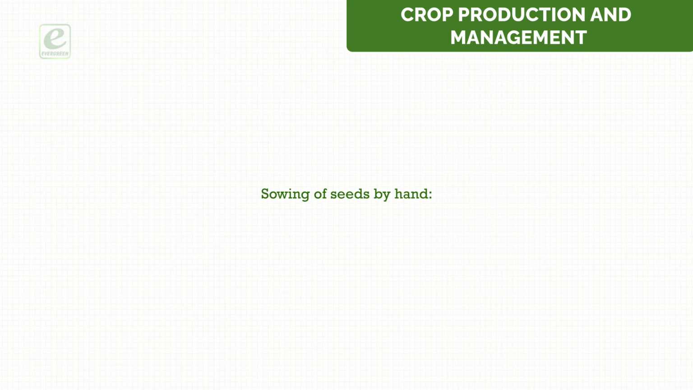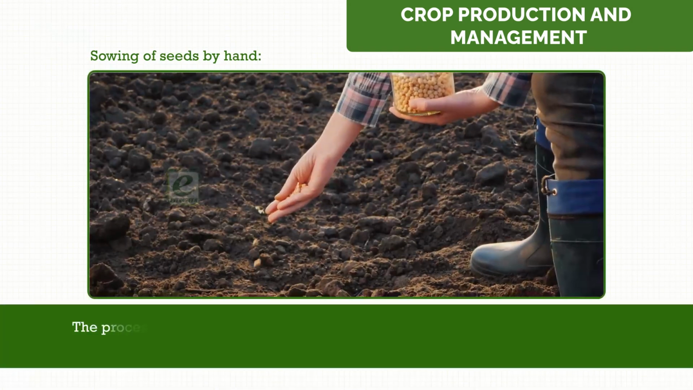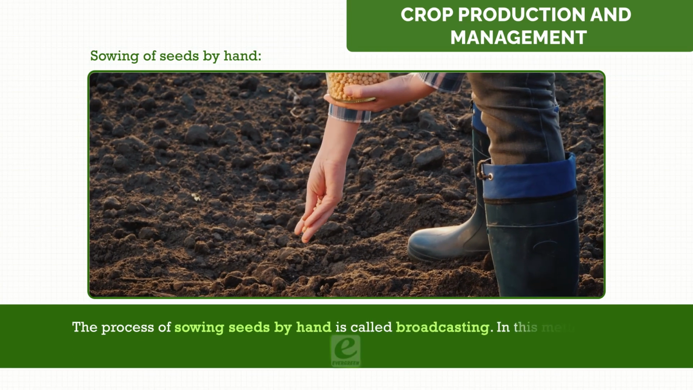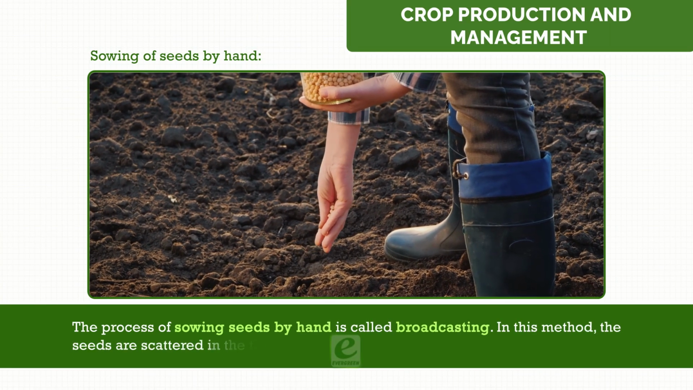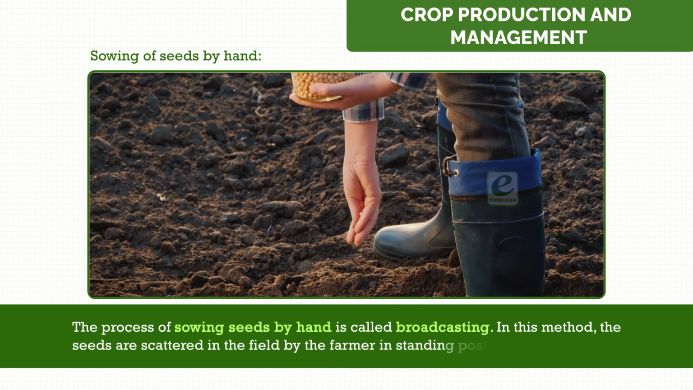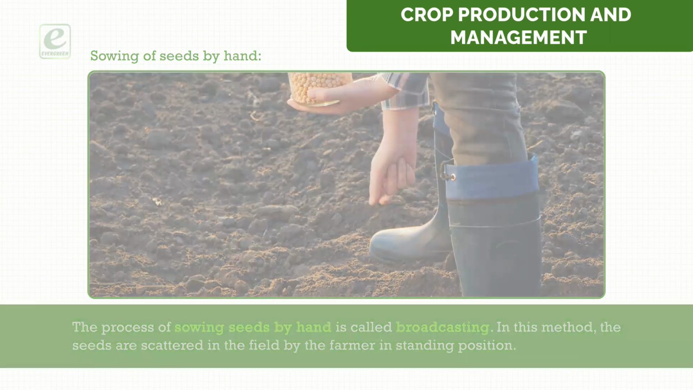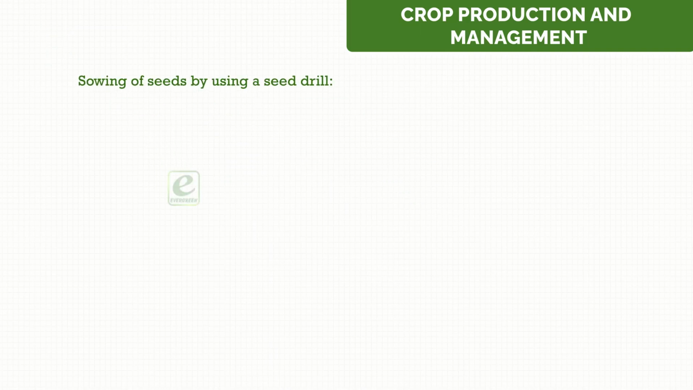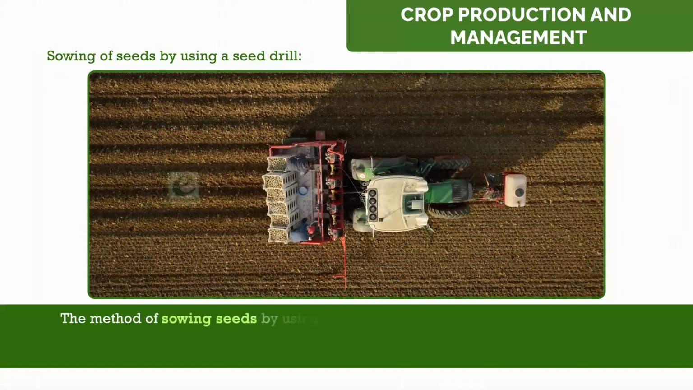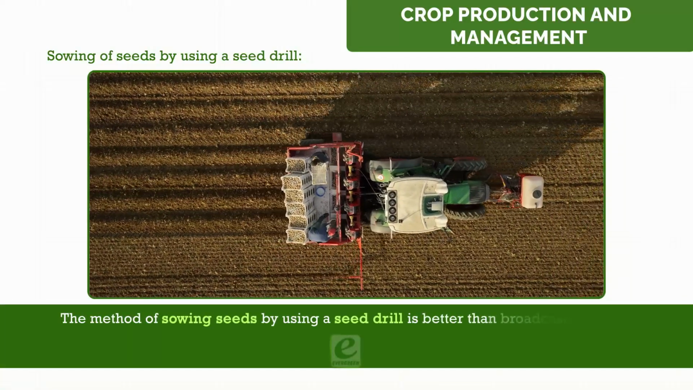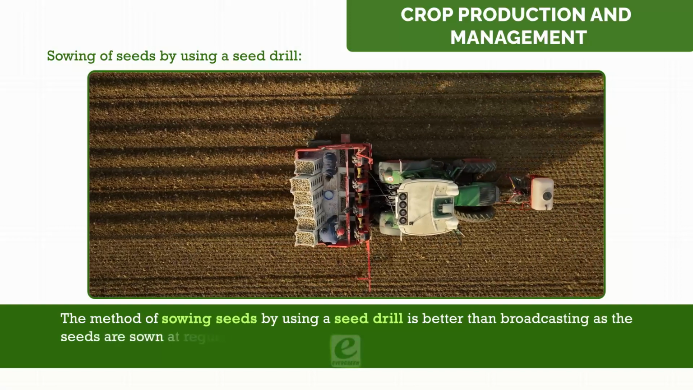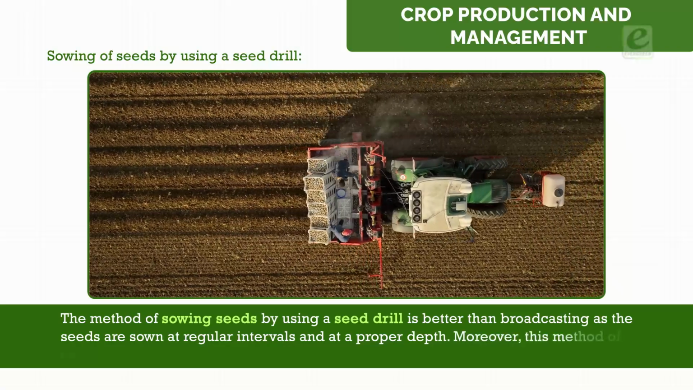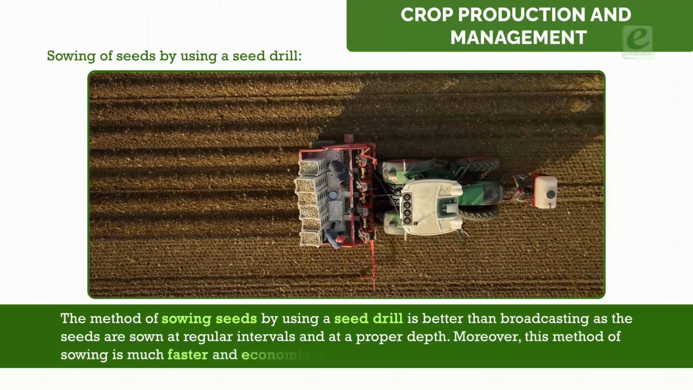Sowing of seeds by hand. The process of sowing seeds by hand is called broadcasting. In this method, the seeds are scattered in the field by the farmer in standing position. Sowing of seeds by using a seed drill. The method of sowing seeds by using a seed drill is better than broadcasting, as the seeds are sown at regular intervals and at a proper depth. Moreover, this method of sowing is much faster and economical.